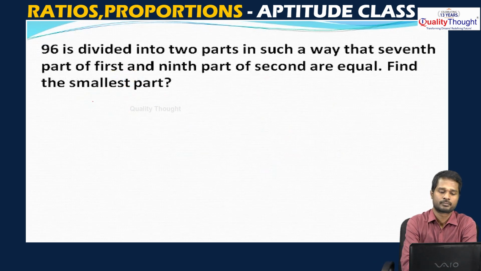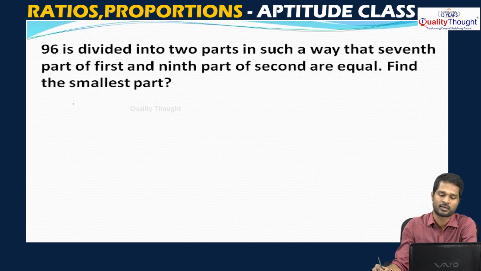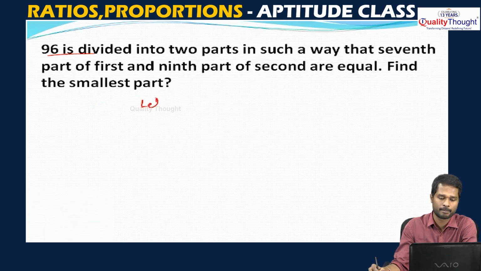The question says 96 is divided into 2 parts such that 7th part of first and 9th part of second are equal. Find the smallest part. So 96 is the number which is divided into 2 parts. Let's take some variables to denote first part and second part. Let first part be A, and second part let's take it as B.